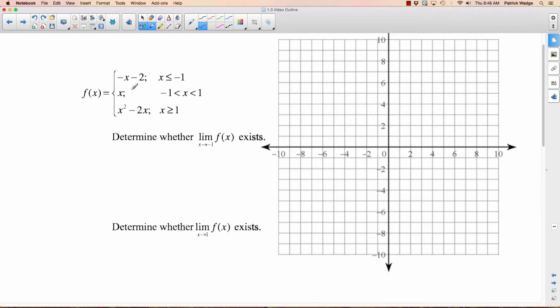This time it has 3 pieces to it, 3 subfunctions. This can happen, you can have 3, 4, 5, whatever. Usually they won't give you more than 4, but it's certainly possible. Alright, let's start with the middle one.